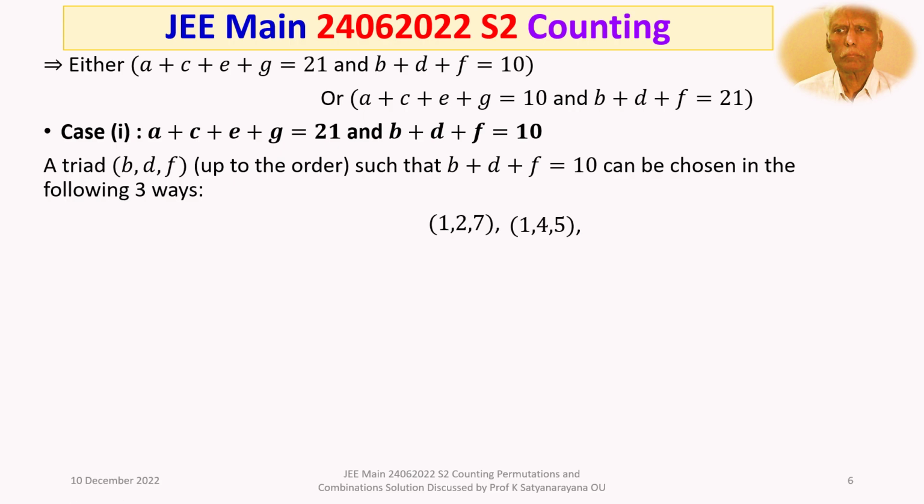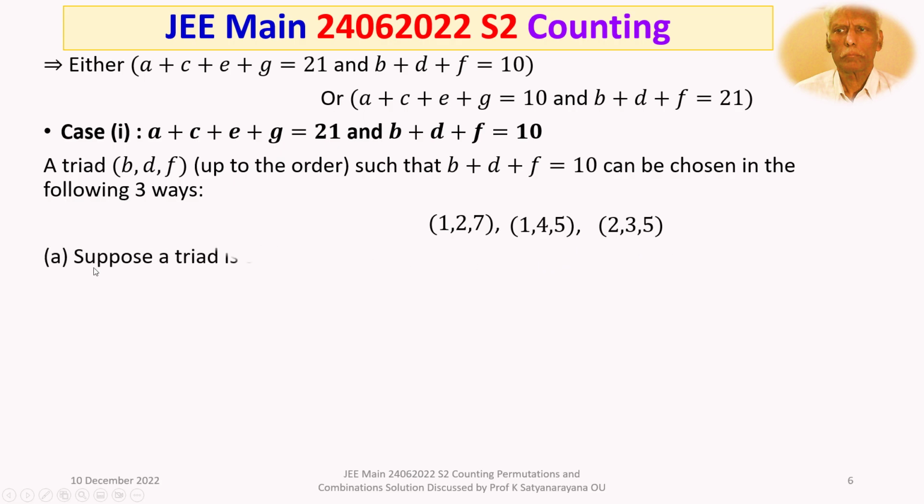Agreed. And the next is 2, 3, 5. These are the only three triads, up to the order, such that the sum of the digits of the triads is 10. And again, concluding that these are the only three is also a matter that will be difficult for a student. But many students will write these three. It's okay.